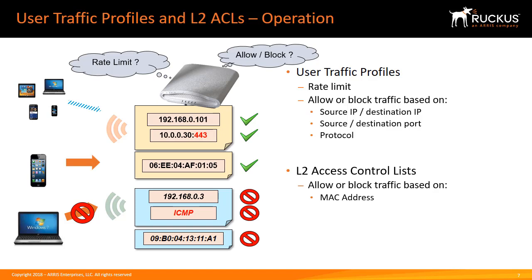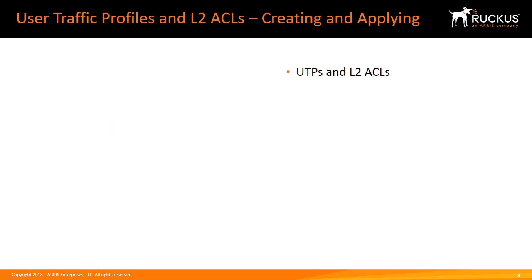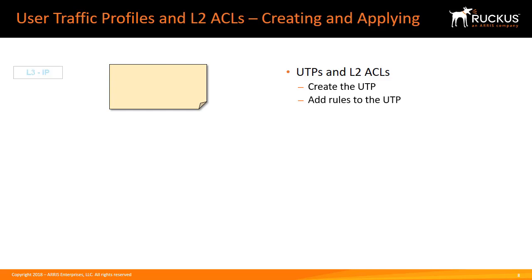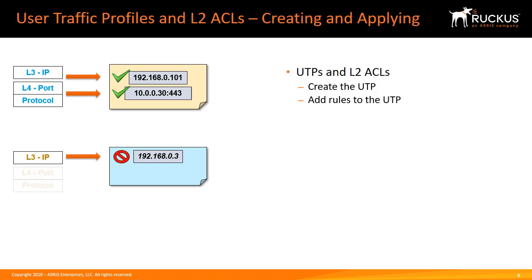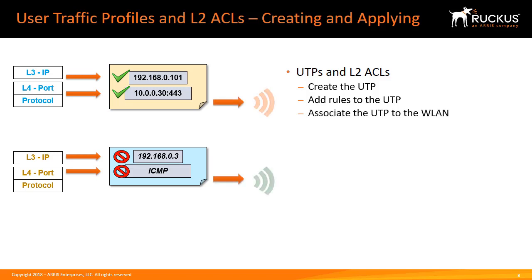Separate Layer 2 ACLs allow or block devices based on their MAC address. You begin configuration by creating the user traffic profile and then adding the rules. In this example, you can set the rules to deny by default, then explicitly allow IP addresses, ports, or protocols. Alternatively, you can set a user traffic profile to allow all traffic by default and then deny specific IP addresses, ports, or protocols. Once you have created your profiles, you can then assign them to individual wireless LANs.